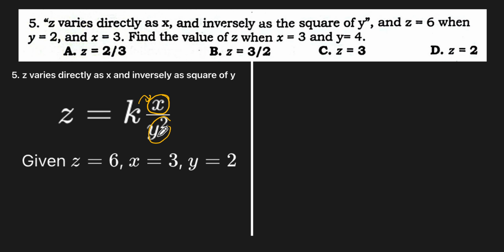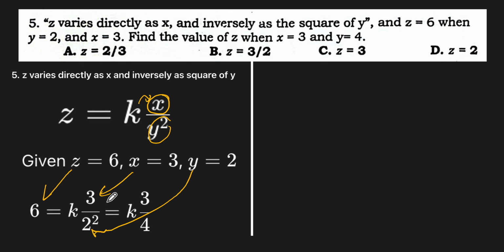Now, we solve for k given the first value of z, x, and y. Z is 6, x is 3, y is 2. So, again, we substitute the z, the x, and the y. And then we can simplify it. So, we can simplify 2 squared, which is 4. And then we have k times 3 over 4.